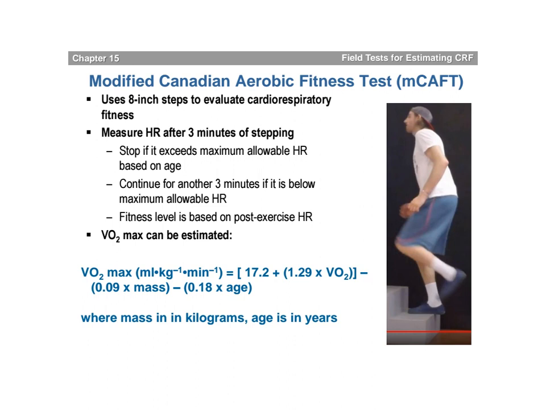And then once you have this data, you use this formula. So VO2 max can be estimated this way. So VO2 max equals 17.2 plus 1.29 multiplied by VO2, and then you have 0.9 multiplied by the mass, and then multiply by the age. So the mass is in kilograms and age is in years.